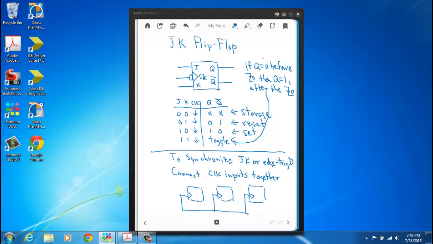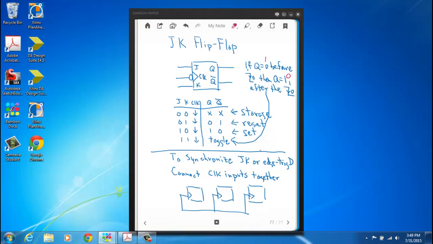Okay, and then I'll do this in a different color here. Okay, and then if Q equals 1 before the 1 to 0 transition of the clock, then Q will equal 0 after that 1 to 0 transition. So the most succinct, concise way to put this is that whatever value the Q output has before the 1 to 0 transition of the clock, it's going to have its other value after the 1 to 0 transition of the clock. So that's what toggle means. And we'll see an example of toggling in just a moment in a timing diagram for a JK flip-flop.